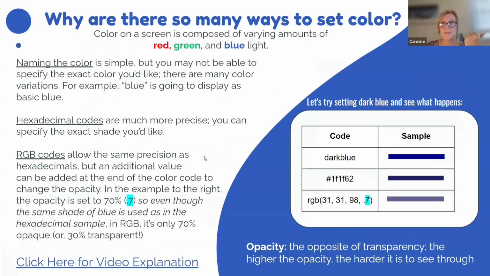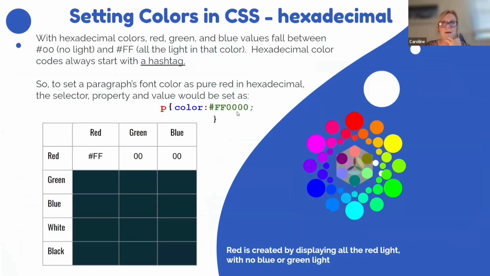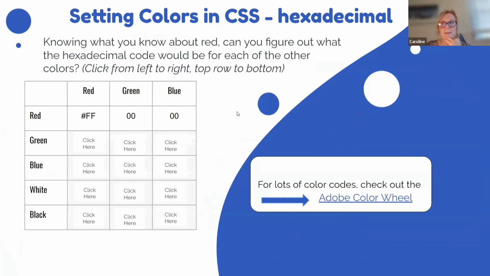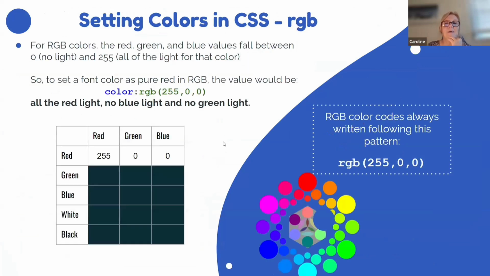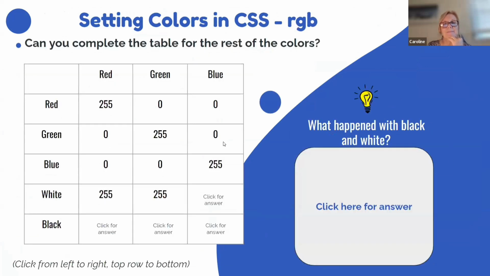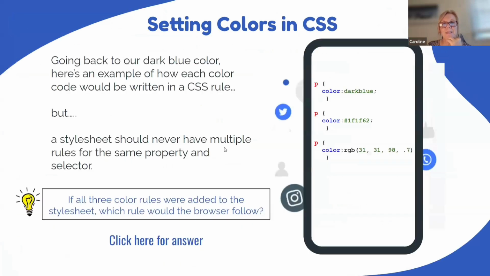hexadecimal colors. It just talks about how color on a screen is created of light, not pigment. So it's just combinations of red, blue, and green light, and it takes them through how to get to those colors. And then the RGBs, the same way. And again, these are just fun things to do in front of the room to keep them going.